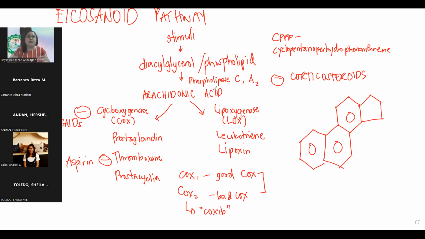Because of the blood clot, of course, the blood flow is obstructed. And when there is no blood flow, there is no oxygen, and the heart cells die. Okay? So that is really the reason why we give aspirin to patients with cardiovascular disorders. I hope that is understood.